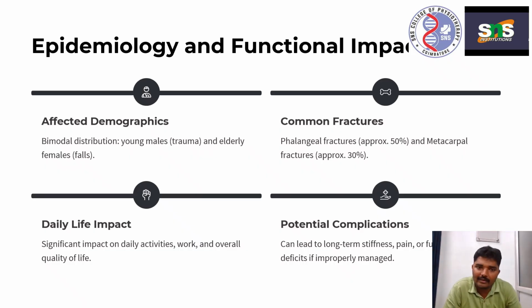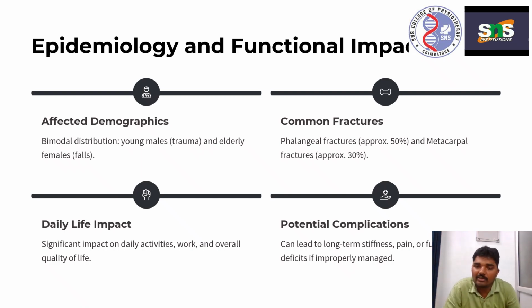What are the mainly affected demographics? Mostly younger males are affected, from trauma cases. Then elderly females are mostly affected, from falls. Why is it called falls in the elderly? Because of osteoporotic fracture bones.